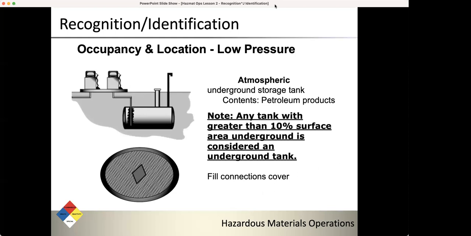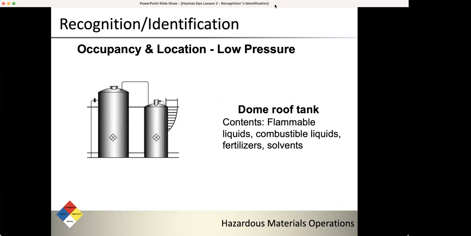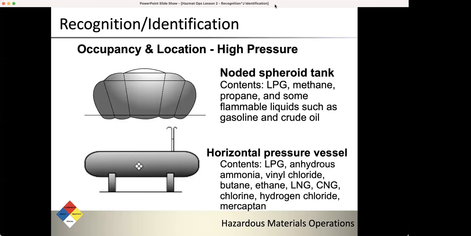More low pressure tanks. There's an underground storage tank. These are like what you'd find at a gas station. There's something here that's bold and underlined: any tank with more than 10% surface area underground is considered an underground tank. So you need to know that. Anything that's more than 10% underground is considered an underground tank. A smaller dome roof tank contains just about any liquid.